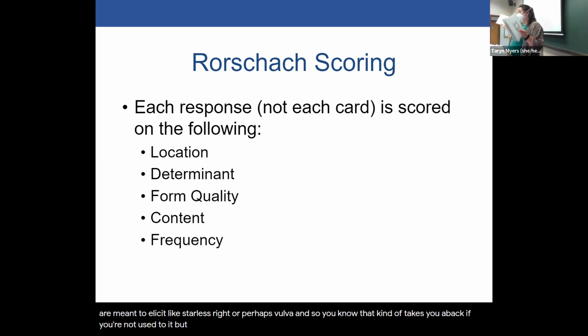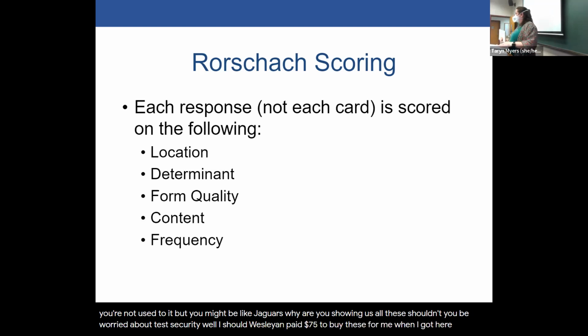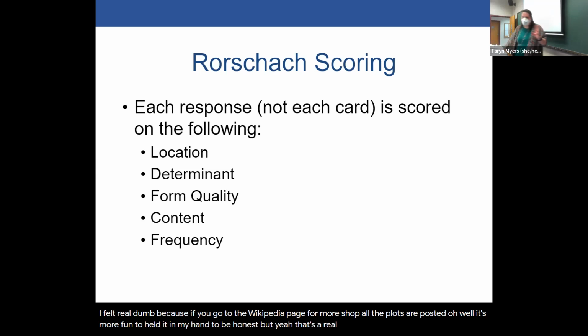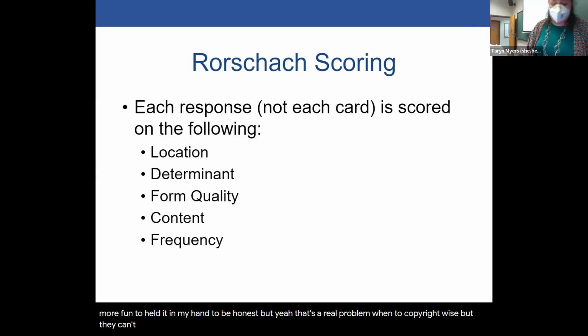But you might be like, Dr. Myers, why are you showing us all these? Shouldn't you be worried about test security? Well, I should. Wesleyan paid $75 to buy these for me when I got here. And then I felt real dumb because if you go to the Wikipedia page for Rorschach, all the blots are posted. Oh well, it's more fun to hold it in my hand, to be honest. But yeah, that's a real problem. It's copyright-wise, but they can't get them to take it down.